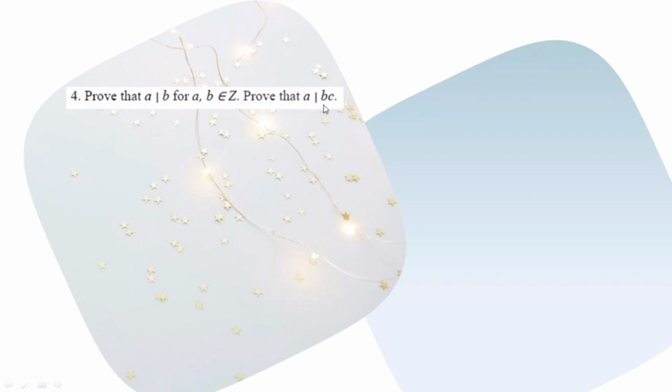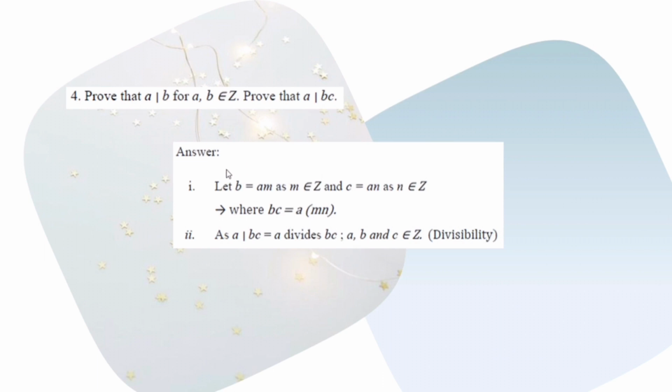So for this solution, the very first step, we need to let B equal AM, as M here we know that it is an element of Z. And C is equal to A times N, which can be said as AN, as N here is an element of Z as well, where we can conclude that BC is equal to A times MN.